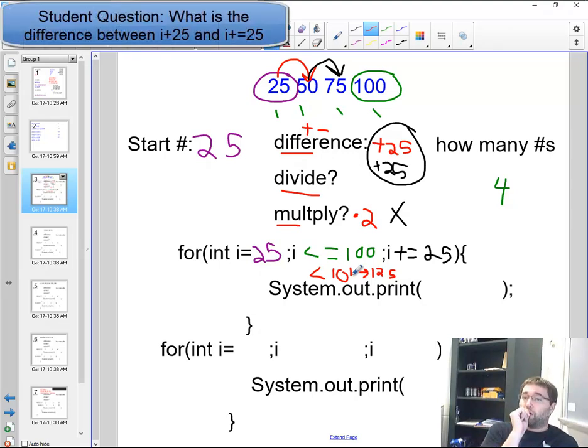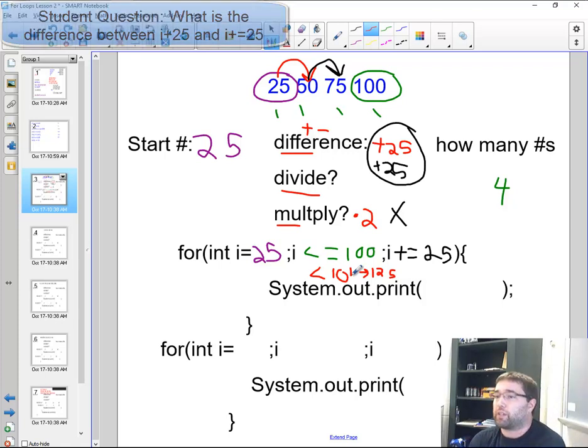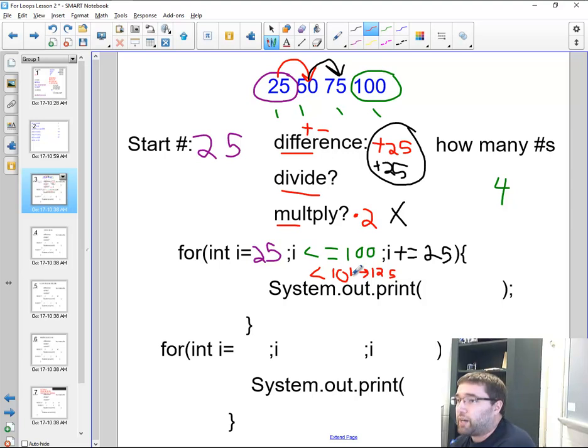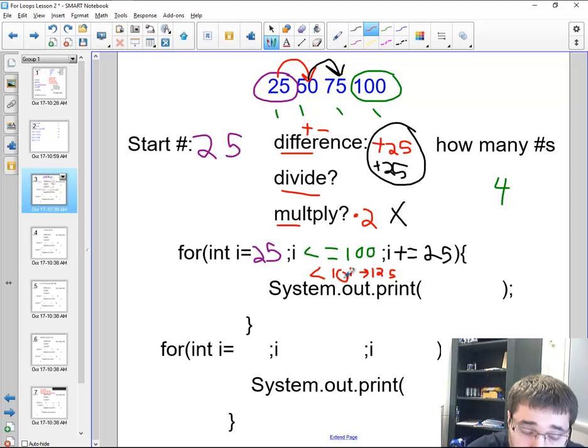Question? Why do you need the equal sign since the i plus equals? Because i plus 25 is just an expression, it doesn't mean anything. The i plus equals 25 is an equation which changes the value of i. Good question.